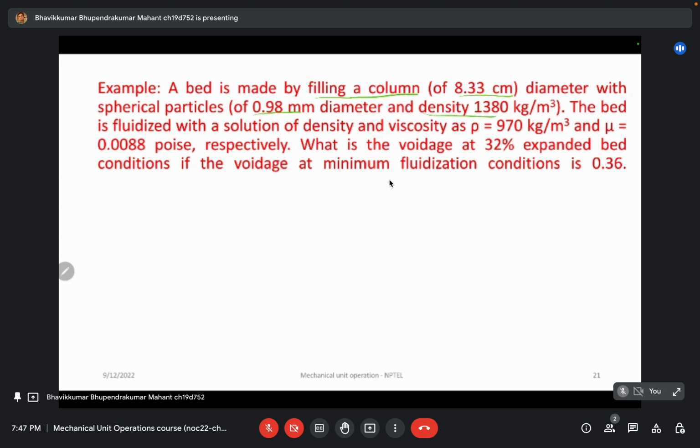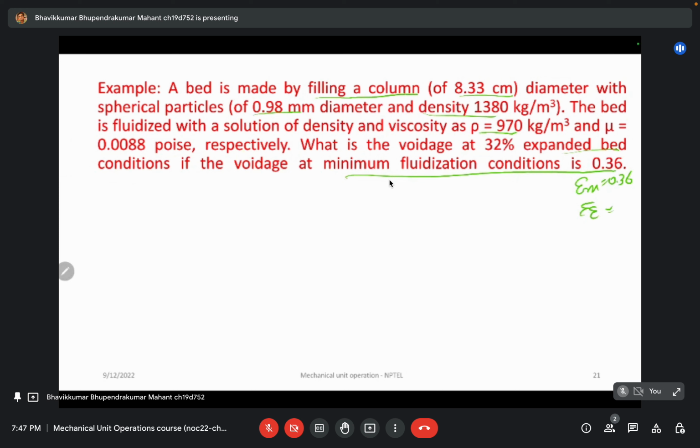So there is one solution which is used to fluidize the bed, which has a density of 970 kilogram per meter cube and viscosity of 0.0088 poise. What is the voidage at 32% expanded bed condition if the voidage at minimum fluidization condition is 0.36? So epsilon m is given as 0.36. We need to find epsilon e at the expanded condition.